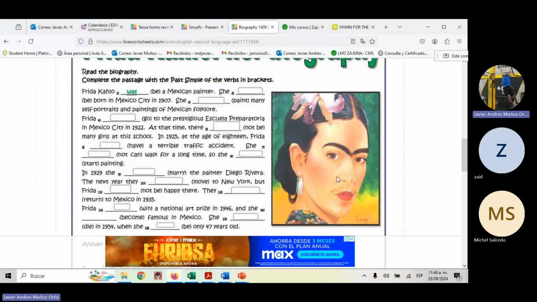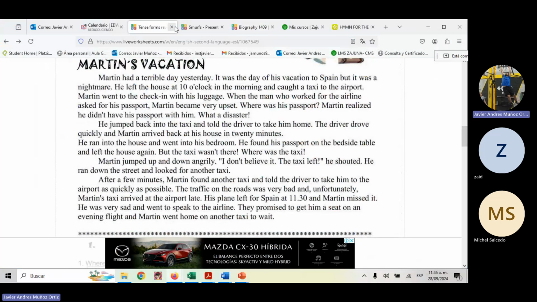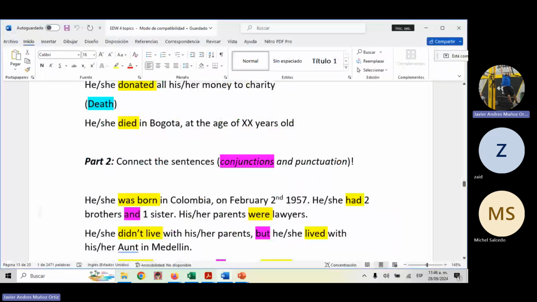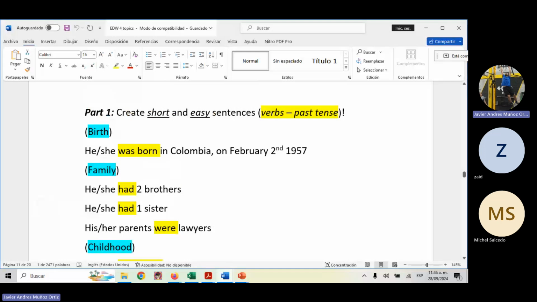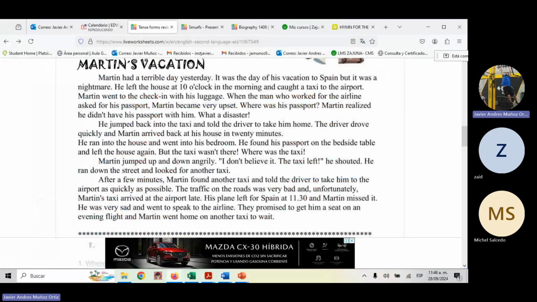So to do that, we could also take another example. We could also mention something in another strategy. We already mentioned that when we were creating these short and easy sentences, we said that the difference between simple present tense and simple past tense is mostly the main verb, regular or irregular verb.